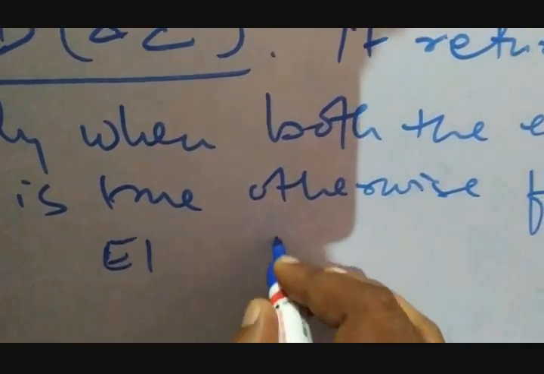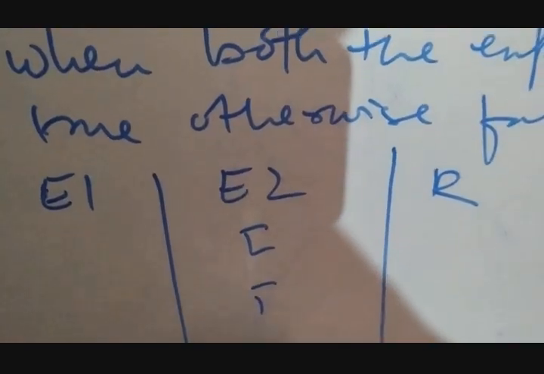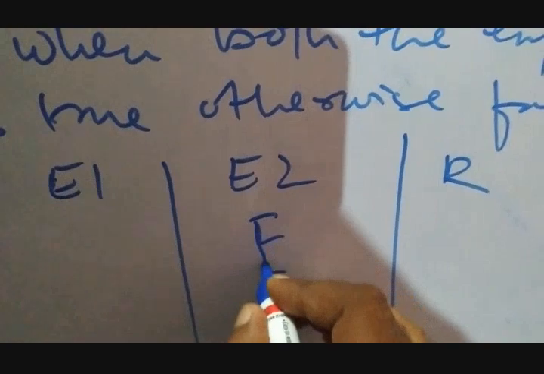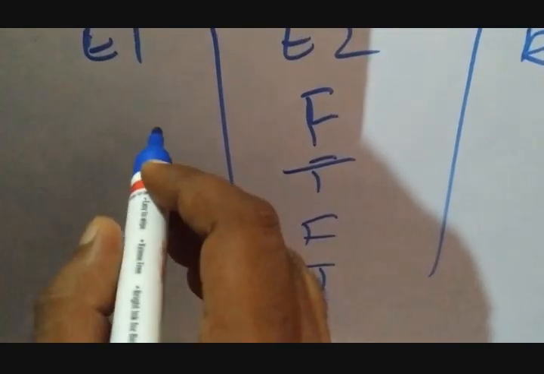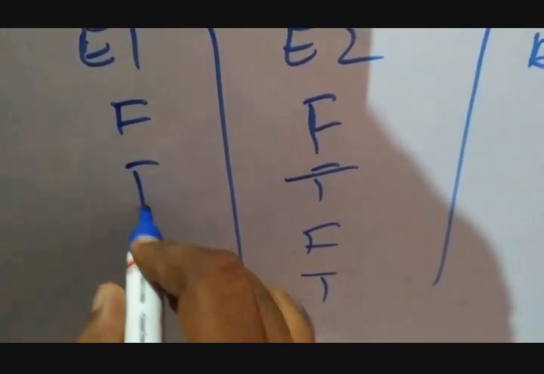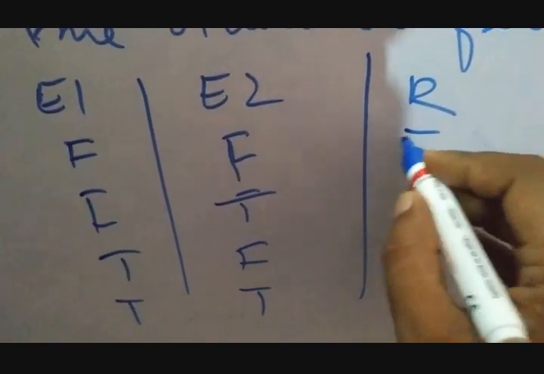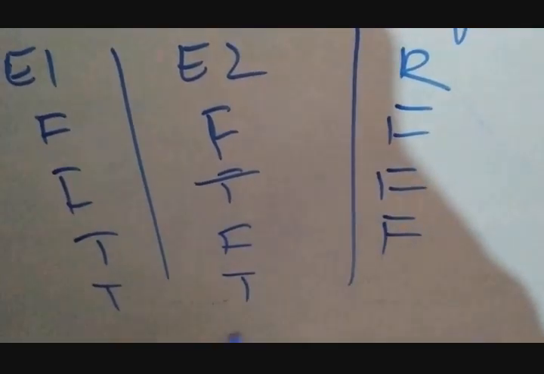So let the expressions be expression 1 and expression 2, and then the result. False and false gives false, false and true gives false, true and false gives false, and true and true gives true.